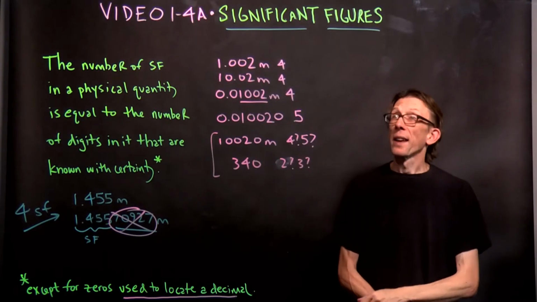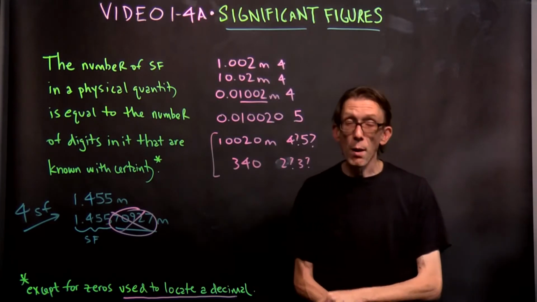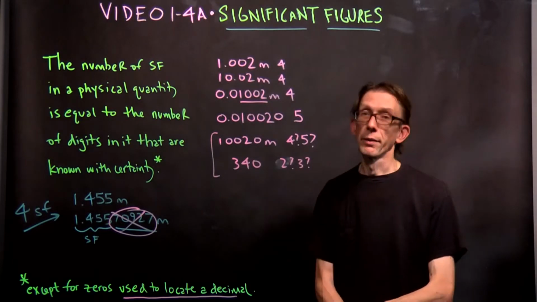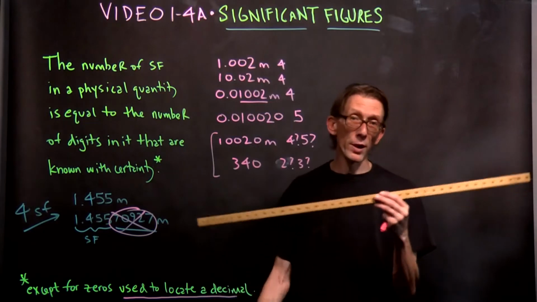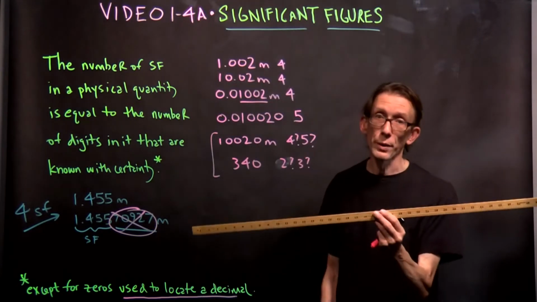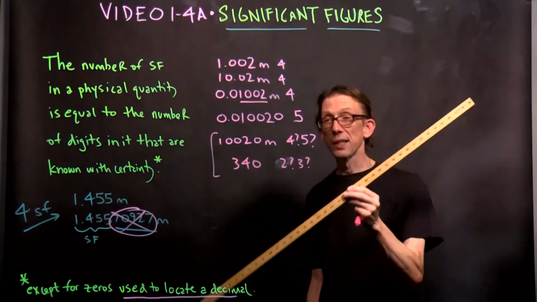So that's what a significant figure is. It is a reliably measured digit of a number. With this meter stick, you can't measure down to the millionth of a meter. You just can't do it. So anything down in that range measured with this stick is insignificant.